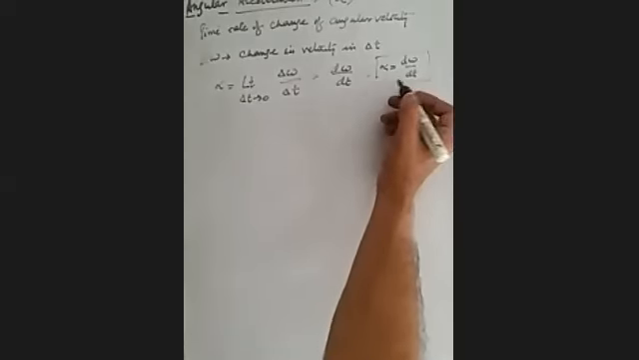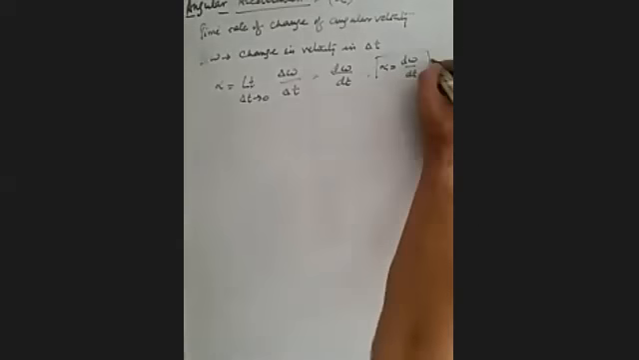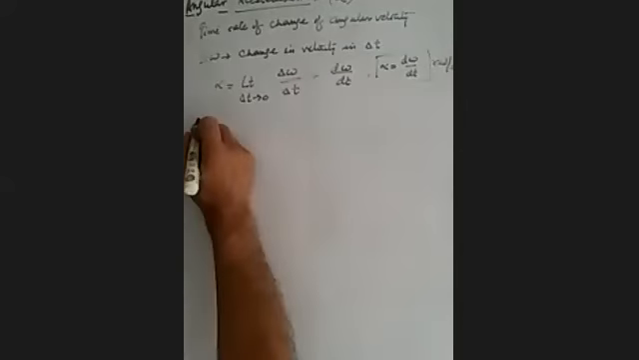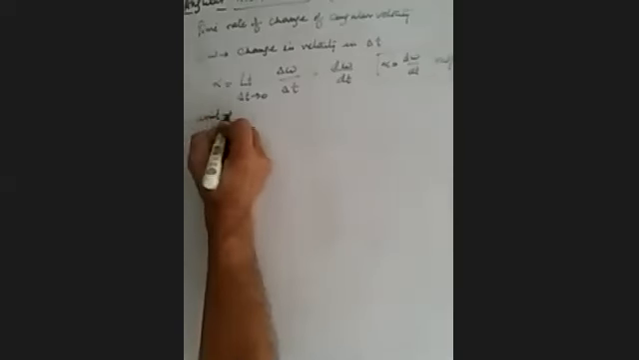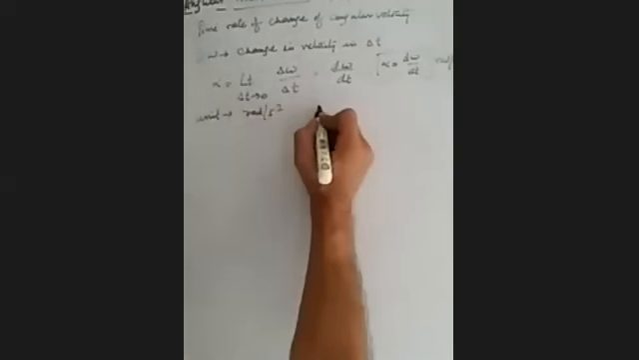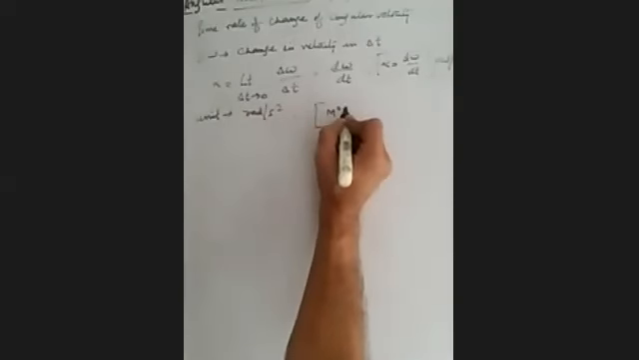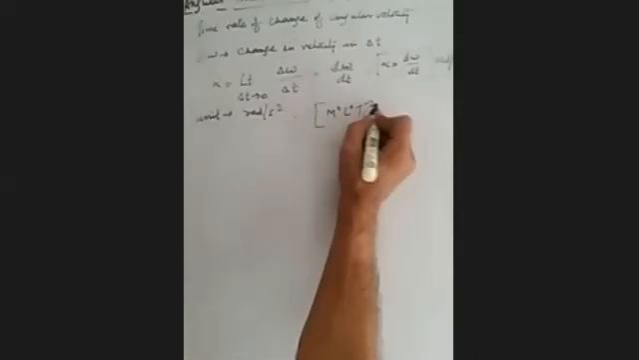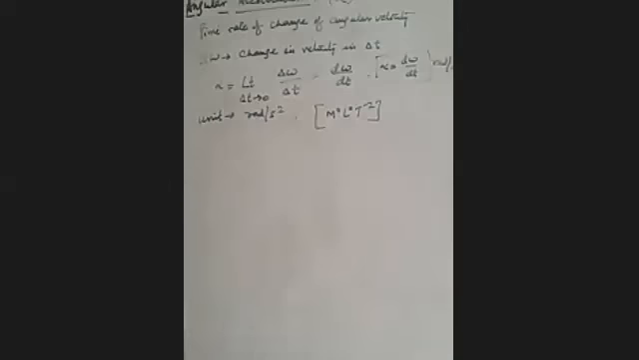Okay, and the unit is radian per second square, and the dimensional formula is M0 L0 T minus 2. Okay.